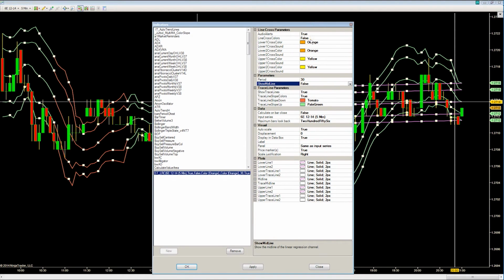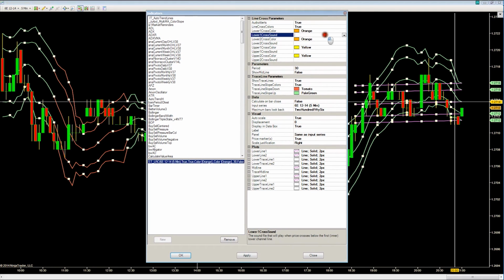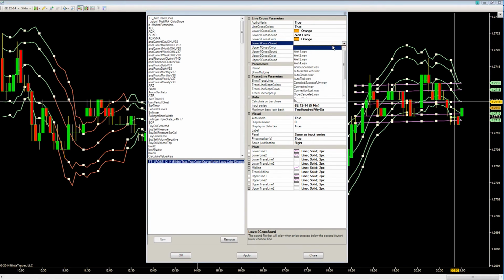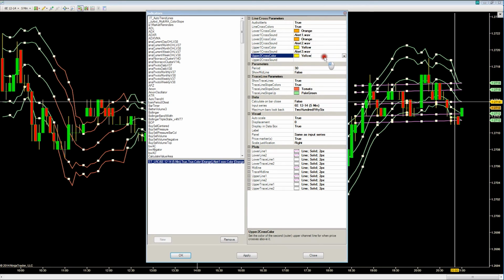And then as you see here, we have our alerts. I'll turn the line crossings on. I have these set to yellow, orange and yellow for the lower and upper. And let's see how we put our alerts on. So wave 1. So when it hits these top or bottom, you'll have an actual alert that will notify you of a potential trade to generate.